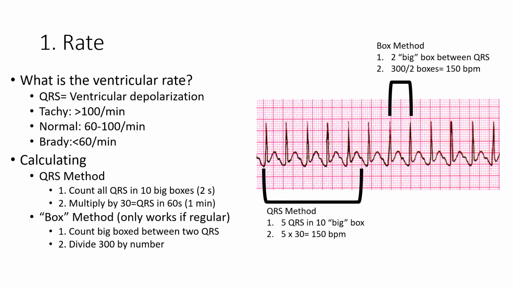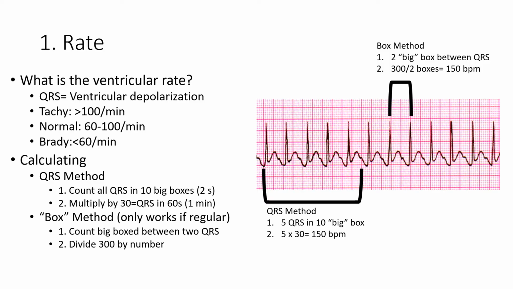The first step of reading an ECG is determining the heart rate, and by that we mean the ventricular rate, which we know is represented by the QRS complex, which is ventricular depolarization. We're determining the rate to determine if it's a tachycardia, bradycardia, or a normal heart rate. Tachycardia would be defined as greater than 100 beats per minute, normal 60 to 100, and bradycardia less than 60.